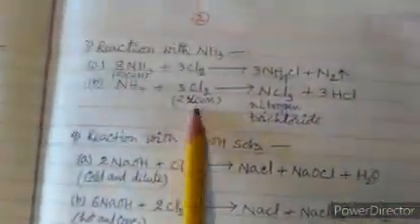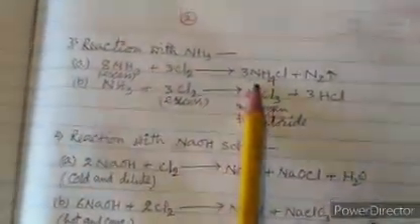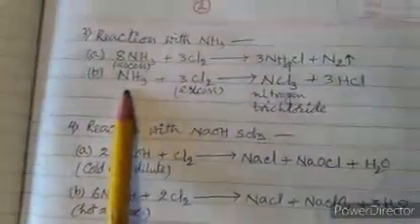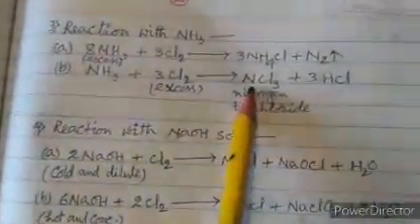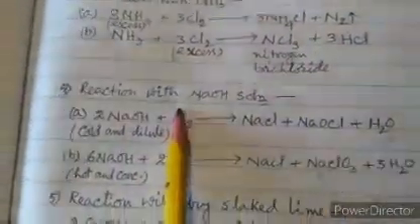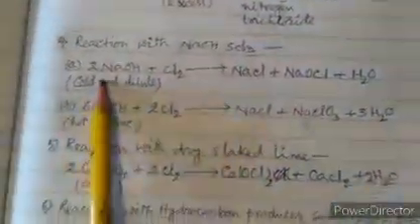Reaction with ammonia. Excess ammonia and chlorine react to produce ammonium chloride and nitrogen. Excess chlorine and ammonia produce nitrogen trichloride and HCl.